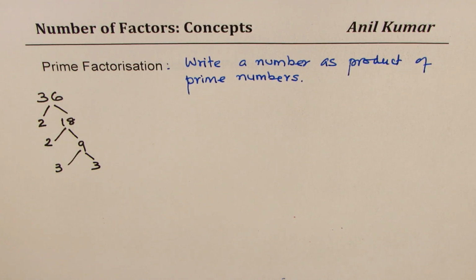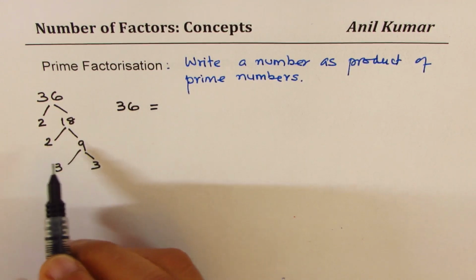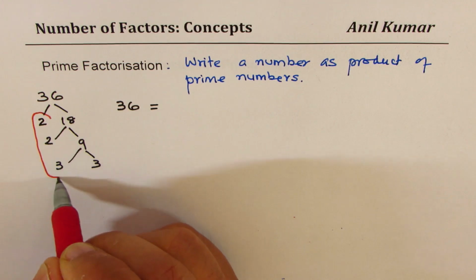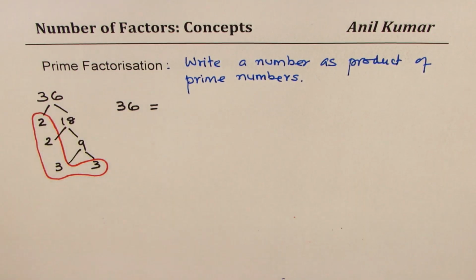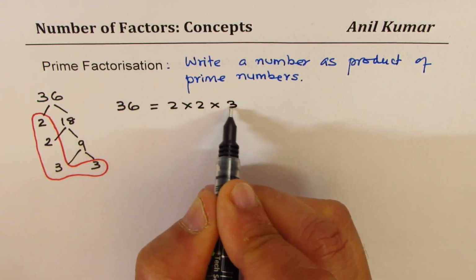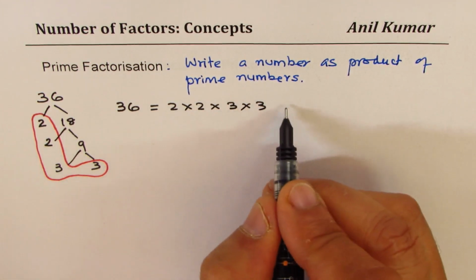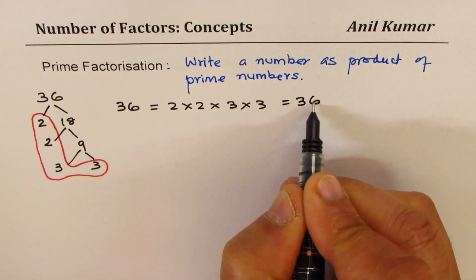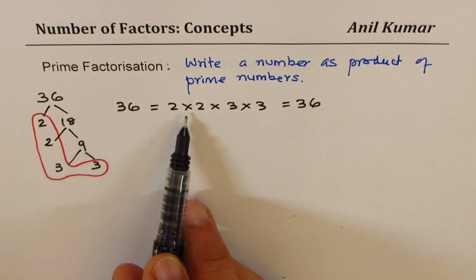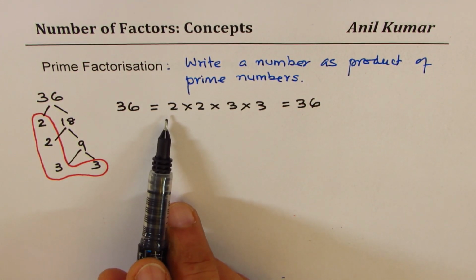So these three numbers. What you will notice is that 36 can be written as a product of all these prime numbers. If you multiply 2 times 2 times 3 times 3, 2 times 2 is 4, 3 times 3 is 9, 4 times 9 is 36. You get 36. So what you notice is that any number can be written as a product of prime factors. Note, we are not writing 1. Is that okay? You should not.